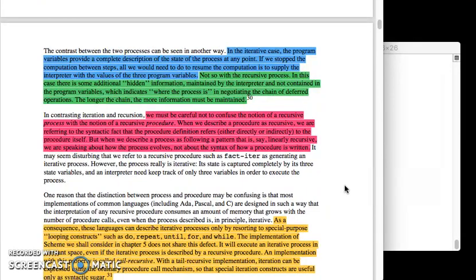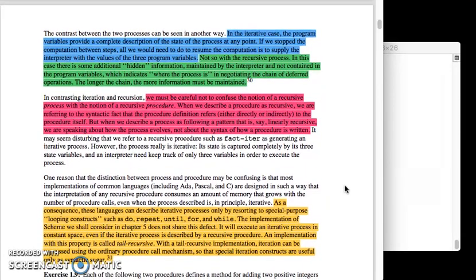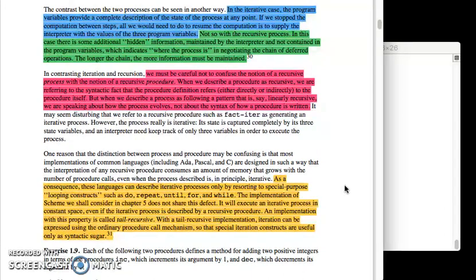The contrast between the two processes can be seen in another way. In the iterative case, the program variables provide a complete description of the state of the process at any point. If we stop the computation between steps, all we would need to do to resume the computation is to supply the interpreter with the values of the 3 program variables. Not so with the recursive process. In this case, there is some additional hidden information maintained by the interpreter and not contained in the program variables, which indicates where the process is in negotiating the chain of deferred operations. The longer the chain, the more information must be maintained.